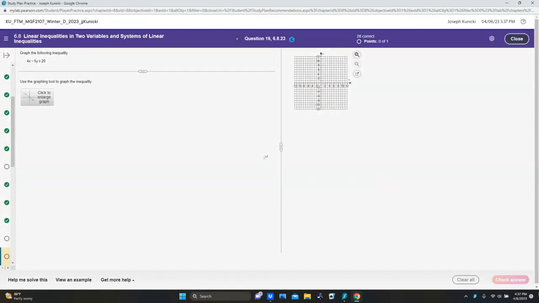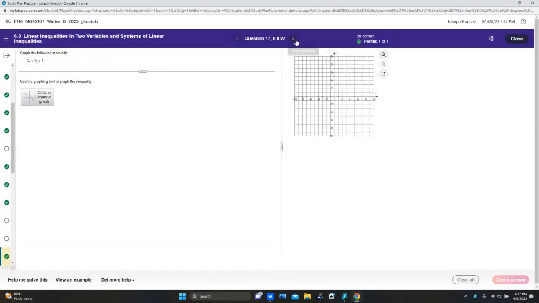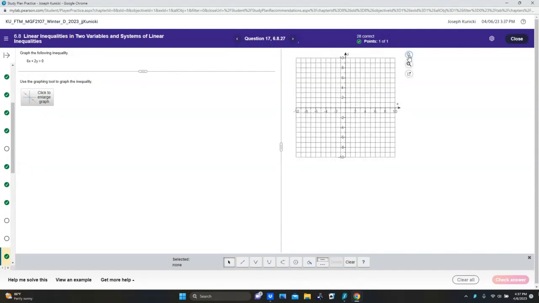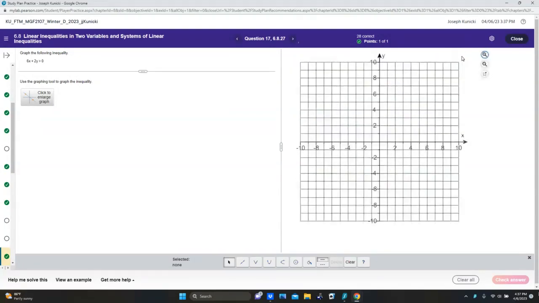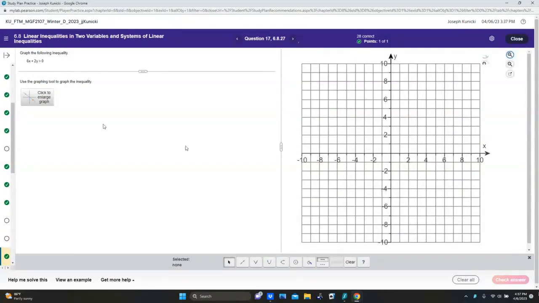Okay, next one up is 27. Okay, this one goes through the origin. How do I know that? Because b is 0 here, essentially. If you were to solve that for y equals mx plus b, it's y equals -3x plus 0. So it goes through the origin, but that's okay.